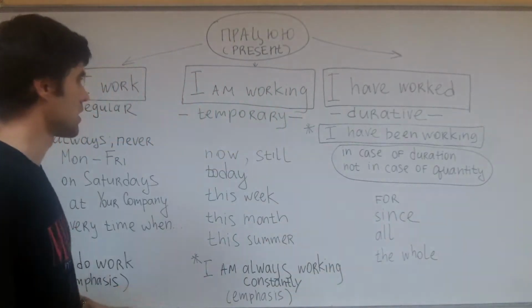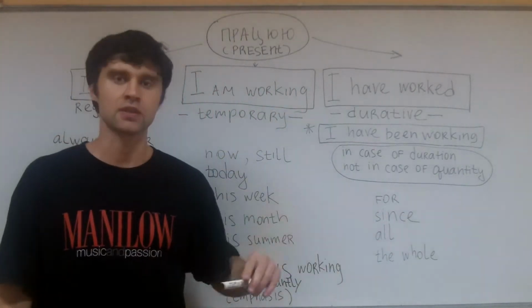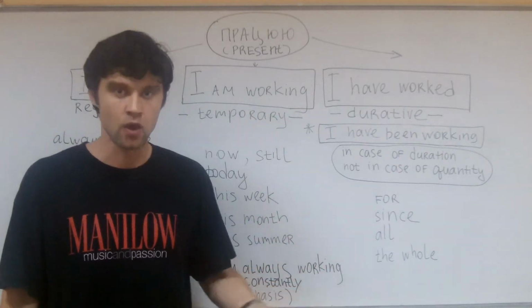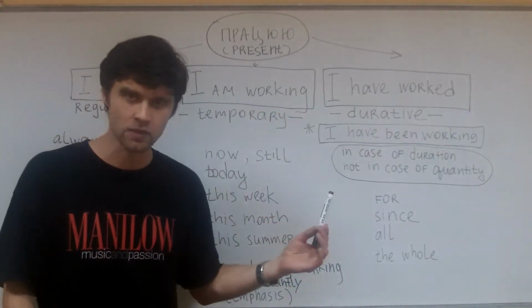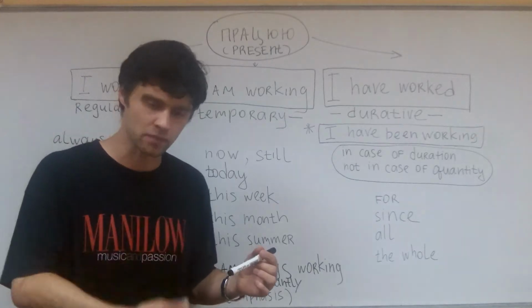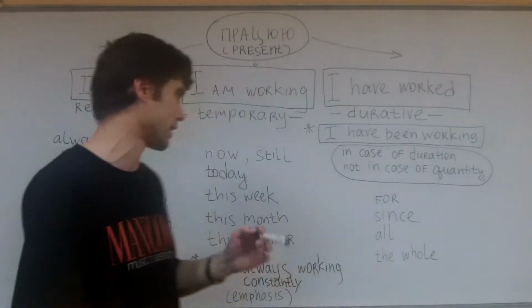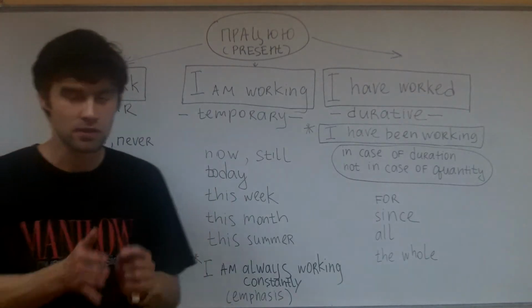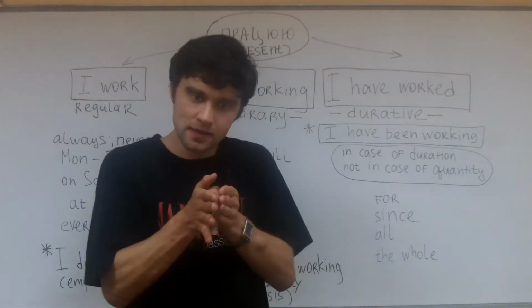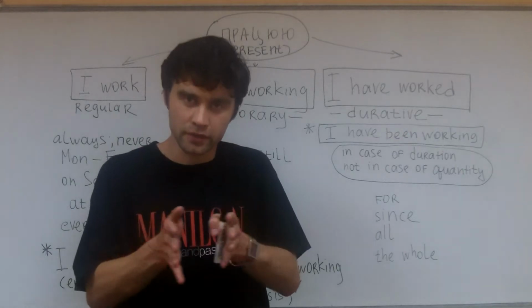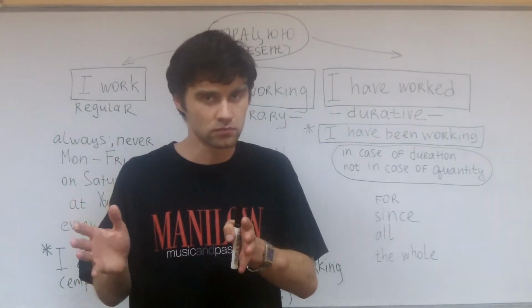What do you mean by saying that? I'm working now, that's clear. Something that's happening right now. Я працюю зараз. Or I'm still working. Again, you're talking about this present. At this present moment, I'm still in the process of working. I'm still working. Today is not right now, but it's a temporary period. It's not usual.